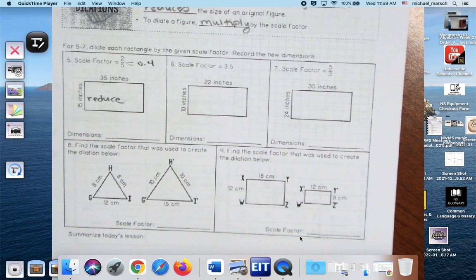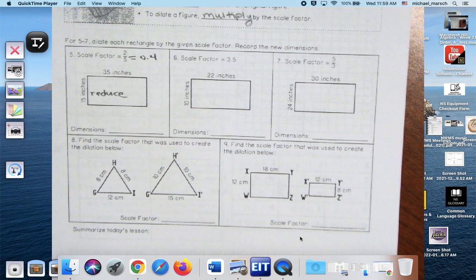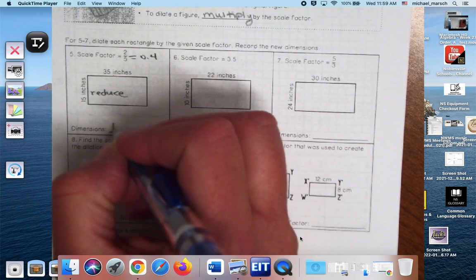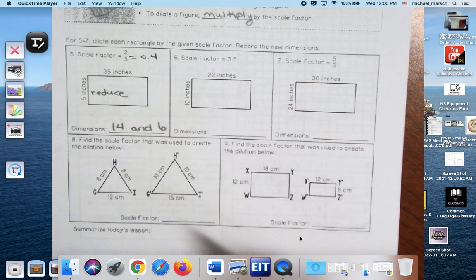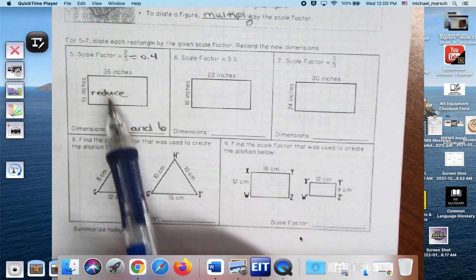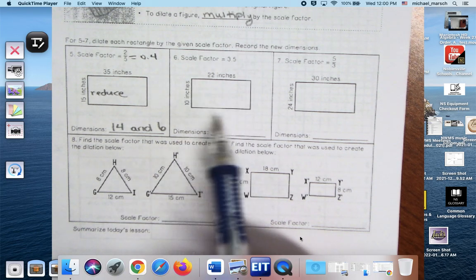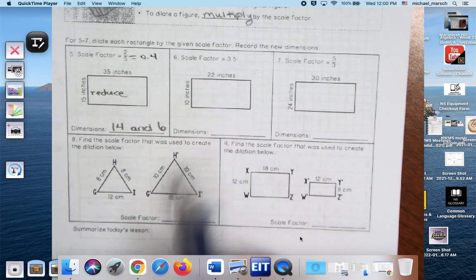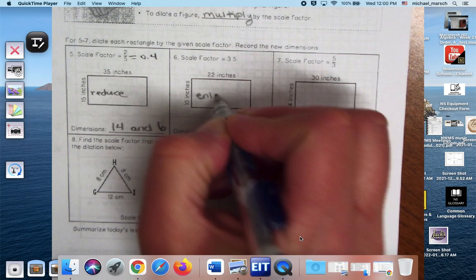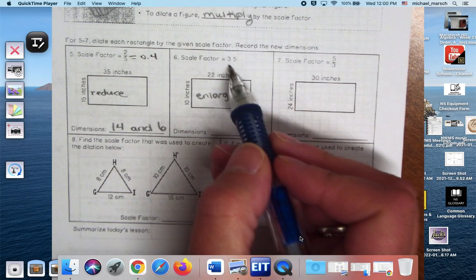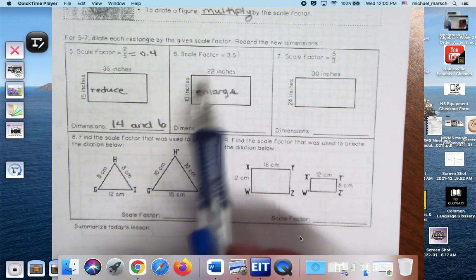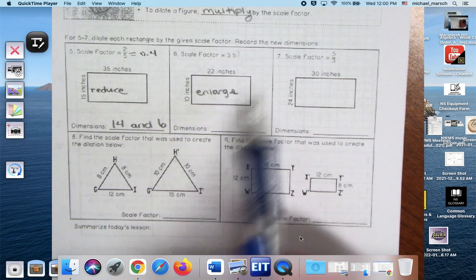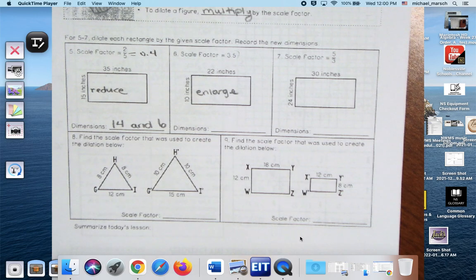Nope, those are just the dimensions. So Mia, what did you get? 14. I think it's supposed to be 14 and 6, right? For number 6, this is going to enlarge the figure because our scale factor is greater than 1. So go ahead and figure out what our new dimensions would be if our scale factor is 3.5.